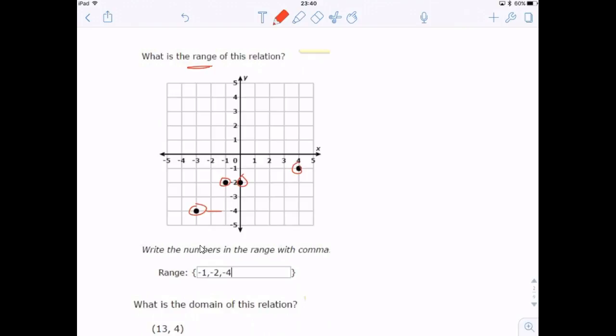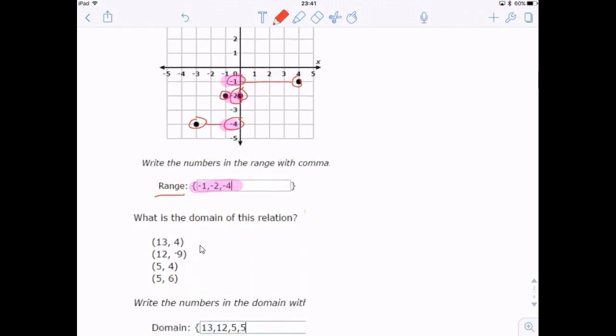So for example, this one maps to -4. These two map to -2. This one maps to -1. Remember, I'm only looking at the y coordinates of these points. So I would say that the range, which is all the possible valid y values, includes -1, -2, and -4. And I've written those right here inside the brackets with commas. That's how we note the range in this case.